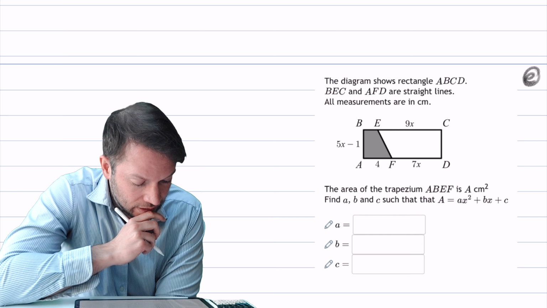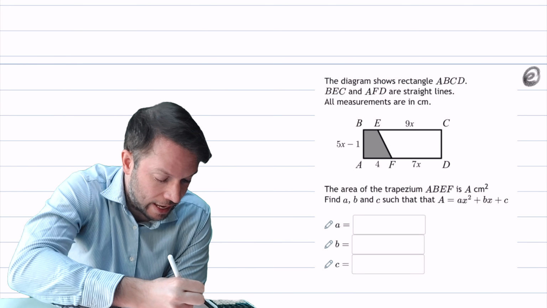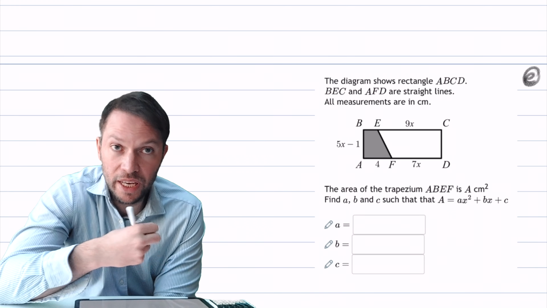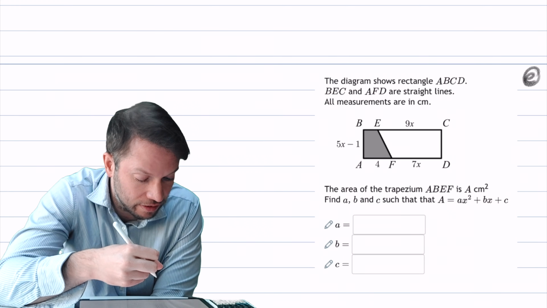In this video, we're going to solve a problem involving a trapezium in a rectangle, and we want to form a quadratic expression. So the diagram shows a rectangle, ABCD, and we've got some straight lines. The area of the trapezium is A, and we want to find an expression for the area A of the trapezium in terms of x. Now, how do we find the area of this trapezium?